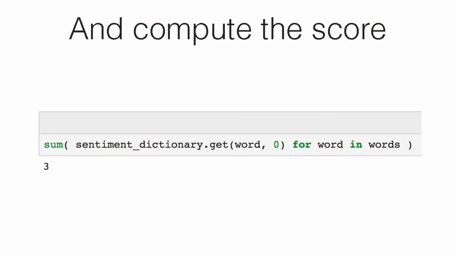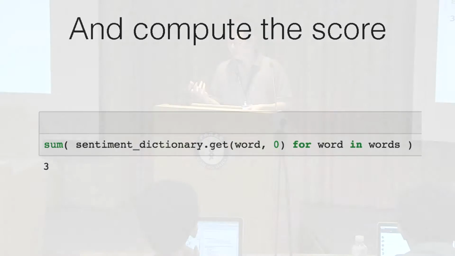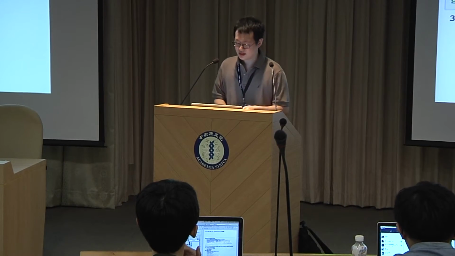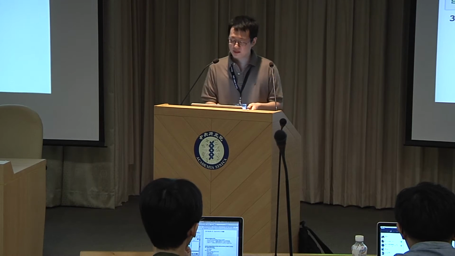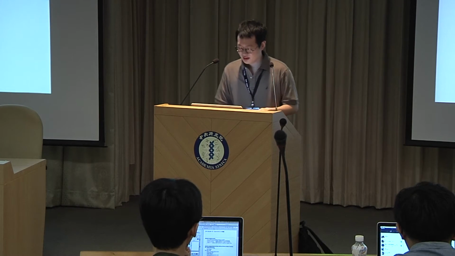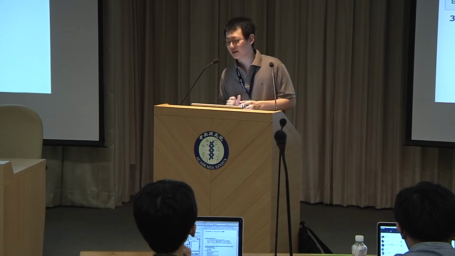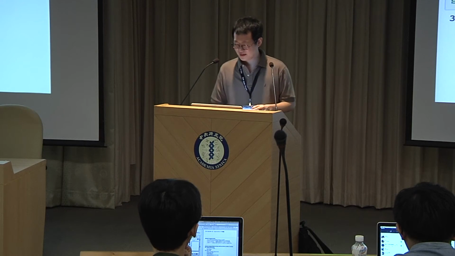And then you can write a for loop to go through all the words, and try to get the score for each from the sentiment analysis dictionary. If it doesn't exist, you can just give it a 0. When you add them together, you get your final score. So for this example, this is a good book, we get a positive score. So this sentence is a positive sentence.